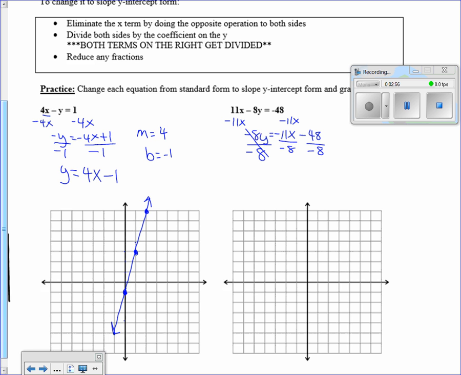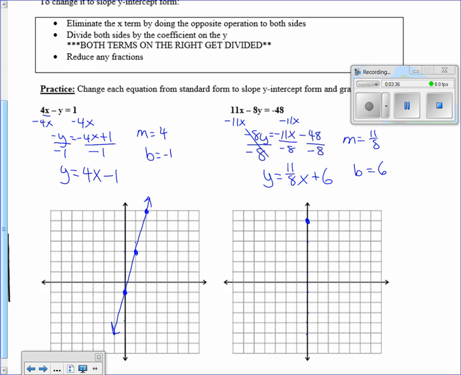So that cancels. Y equals negative divided by negative is a positive, so that's 11 over 8x. Negative divided by negative is a positive, so that's positive 6. So slope equals 11 over 8, and my y-intercept equals 6. So I'm going to go to 6. 1, 2, 3, 4, 5, 6. And I can't go up, so I have to go down. 6, 7, 8, 9, 10, 11.